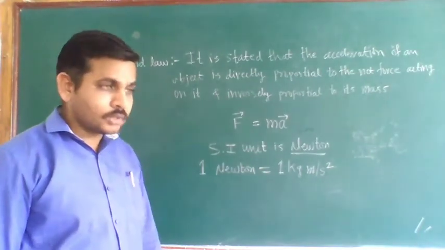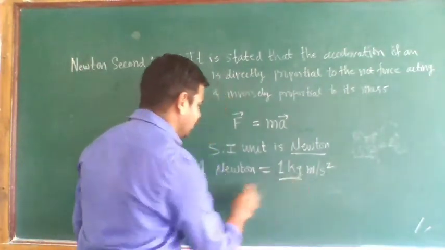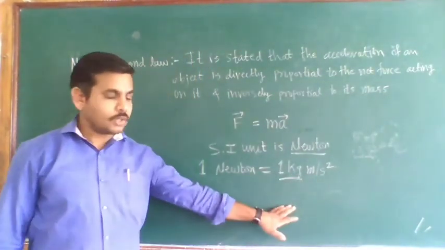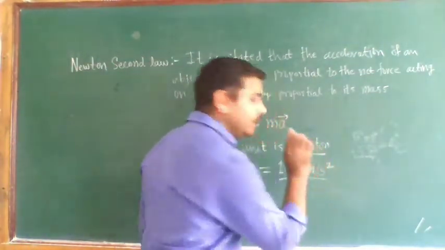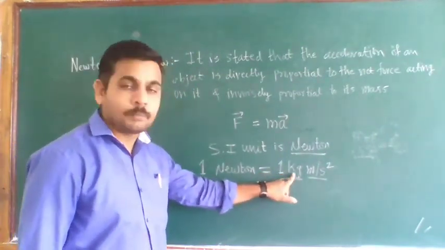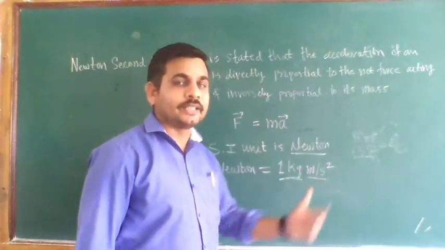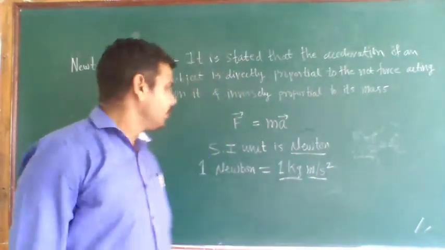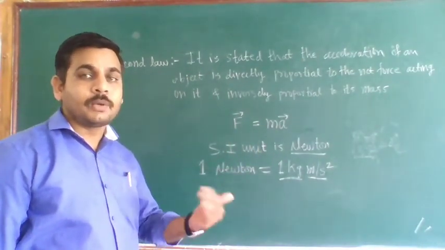So this 1 Newton force acts on a 1 kg mass of body and produces an acceleration of 1 meter per second square. When the force of 1 Newton acts on a mass of 1 kg, it produces an acceleration which is nothing but 1 meter per second square. Again, this is your SI unit. You can change or we can define it in terms of your CGS system.